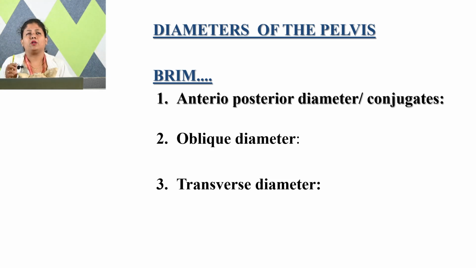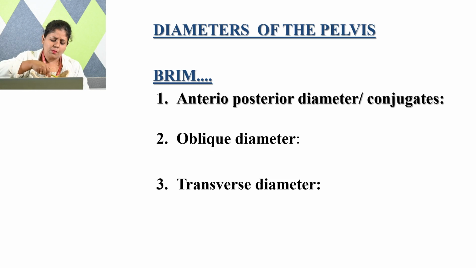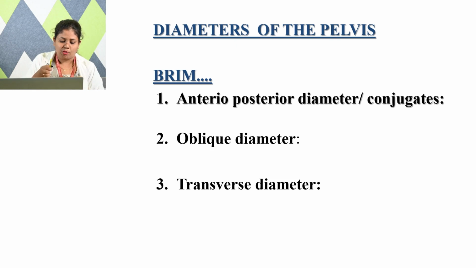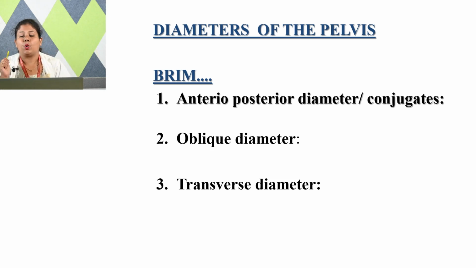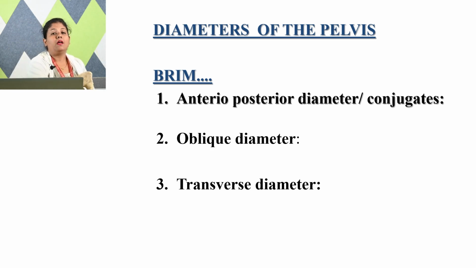Now the obstetrical conjugate is from 1.25 centimeters below the upper border of the symphysis pubis to the upper border of the sacral promontory. And the diagonal conjugate is from the lower border of the symphysis pubis to the upper border of the sacral promontory. It is 13 centimeters. When we are considering the AP diameter of the brim, the only one we have to consider is the obstetrical conjugate, that is 11 centimeters.